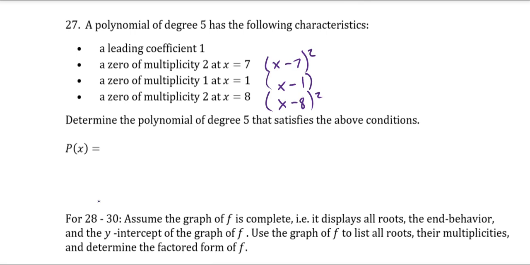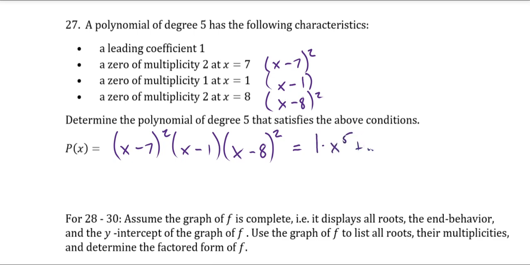Now, a polynomial that would satisfy these conditions is simply their product. If we multiply these all together, they will have the prerequisite zeros. Notice also that 2 plus 1 plus 2, the sum of the multiplicities, is the degree. We notice that its leading coefficient, if I were to expand this polynomial partially, would give me 1 times x to the fifth, and so on. So we really don't need anything else here.